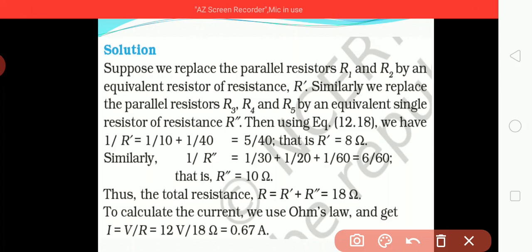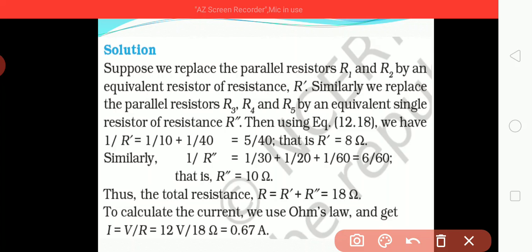If we find the equivalent resistance of the parallel connected R1 and R2, it will be R dash. We have assumed R dash or R prime, so R prime is equal to 8 ohm.